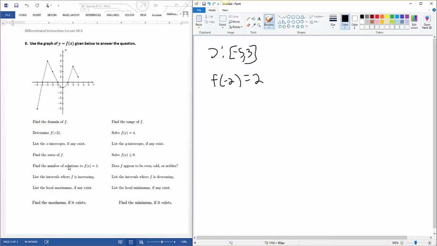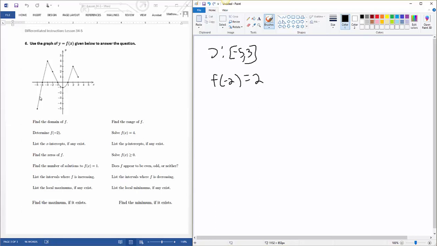So find the number of solutions for f of x equals 1. When your function is 1, how many x values are there? Well, there's 1, 2, 3, 4. So there's 4 solutions. Next, the intervals where your function's increasing.